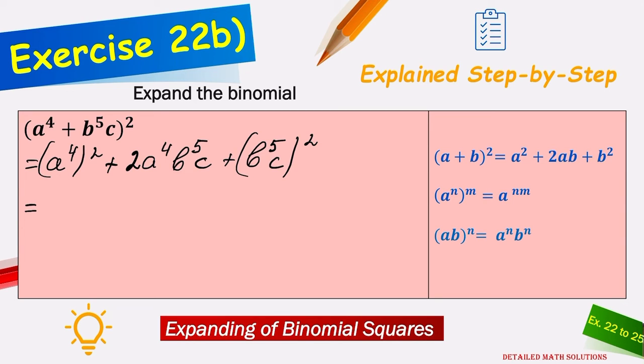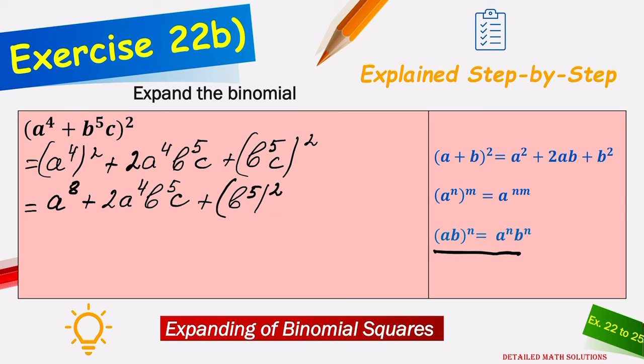We simplify the first term further. This equals a to the eighth power, plus then we rewrite the second term, a to the fourth power b to the fifth c, plus then we need to use the formula for power of a product of two factors, (ab) to the power of n, this formula right here that I just underlined, and distribute the exponent. So this equals b to the fifth power squared c squared.